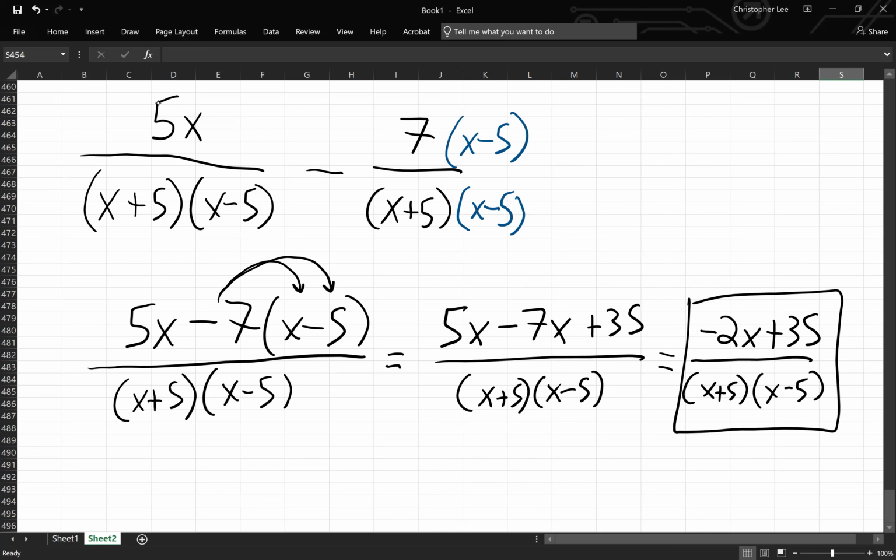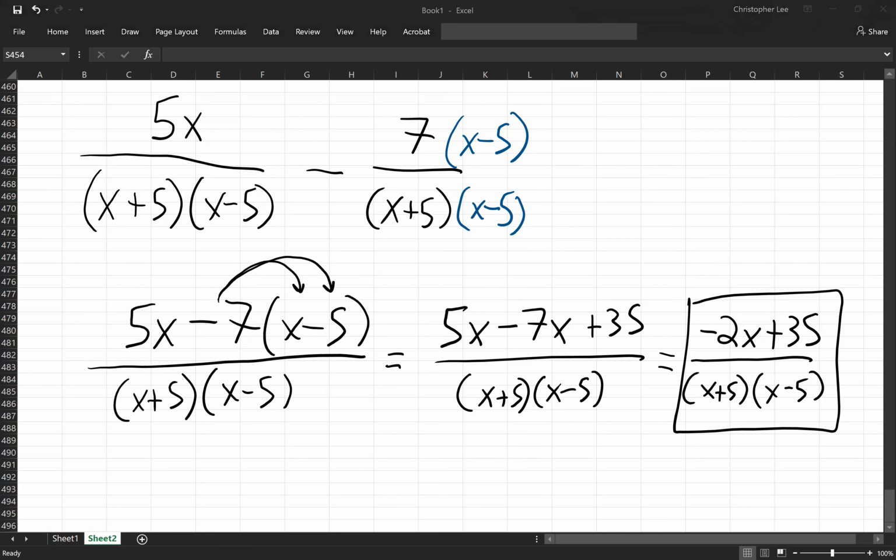Questions on this, anybody? Everybody got the same answer? All right. Let's look at something else. I really want to get to that trig.